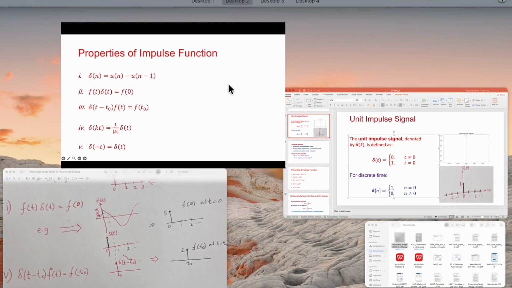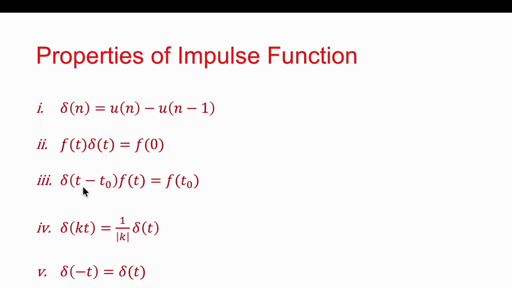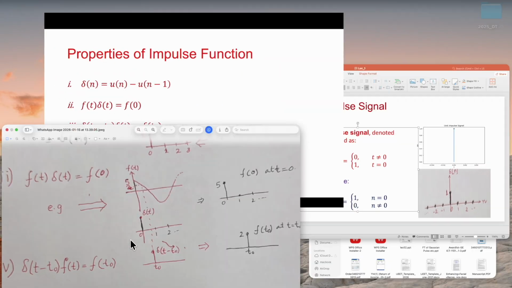The third property is del of t minus t naught multiplied by f of t is equal to f of t naught. If you multiply the shifted version of the unit impulse signal with any function, then that will be equal to the value of the function at that particular shift. We can prove that as well.